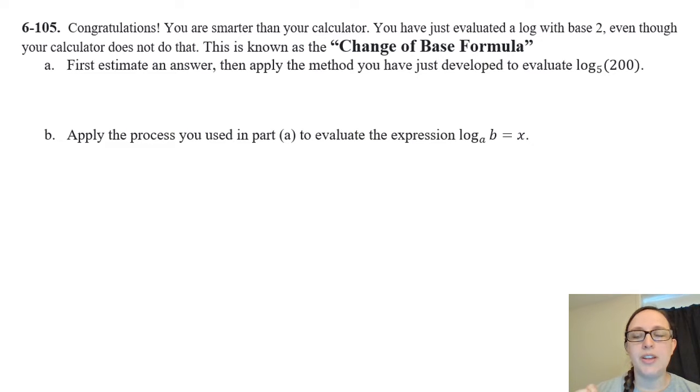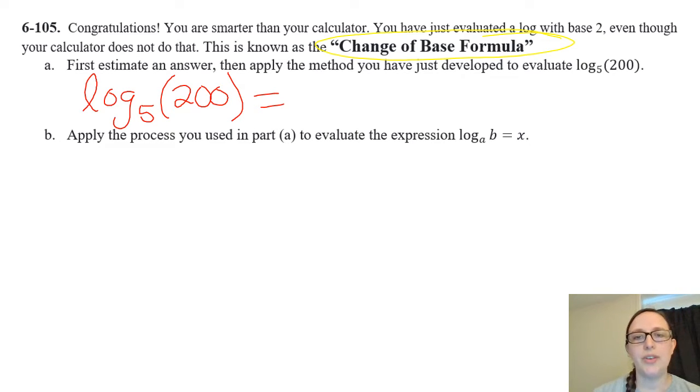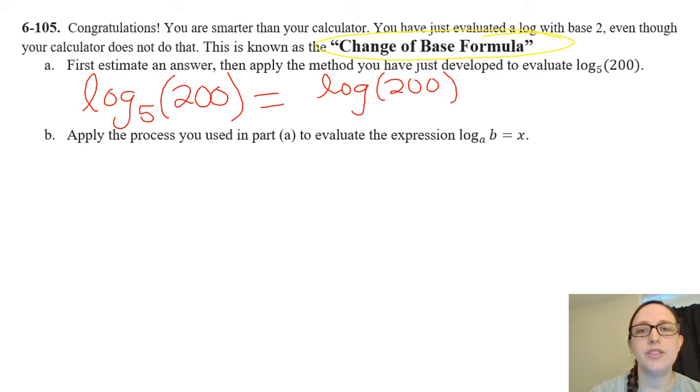So in this next problem, we're talking about change of base. That's kind of what we discovered in that last problem. It's just kind of hard to see with all the work around it. So change of base formula is if you only have your phone or a scientific calculator. So that would be like if I had log base 5 of 200, I can rewrite that by taking log of 200 divided by log of 5.